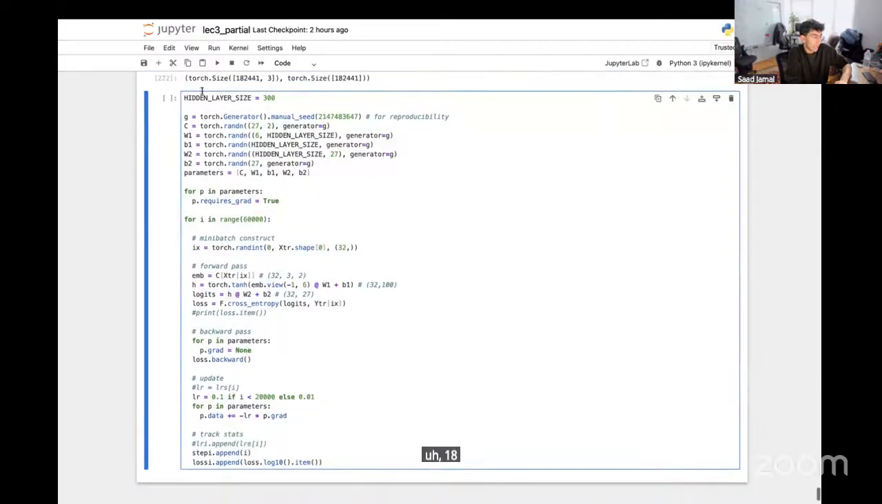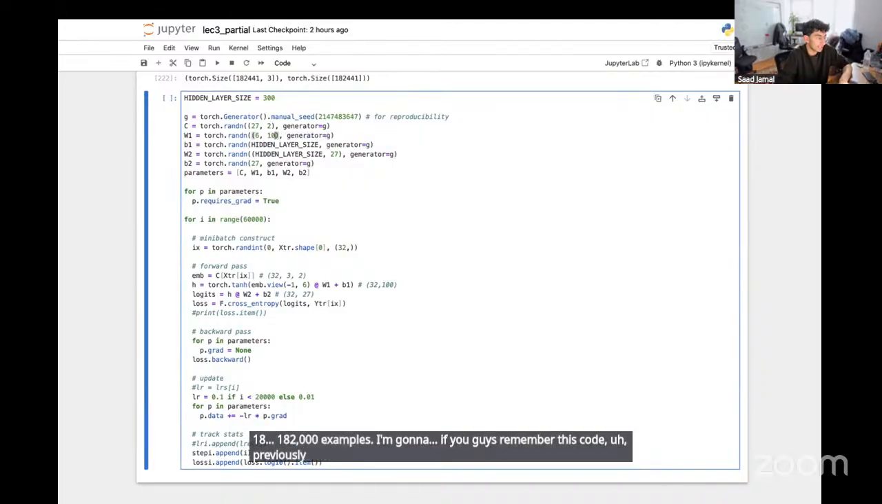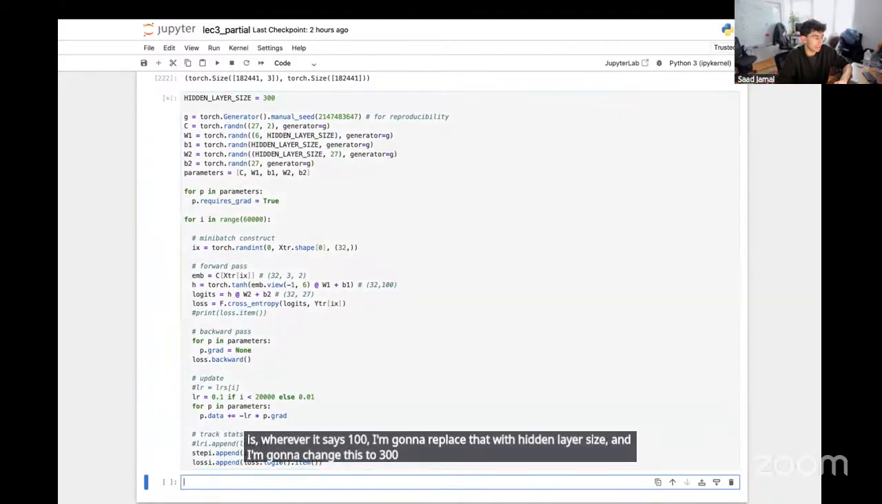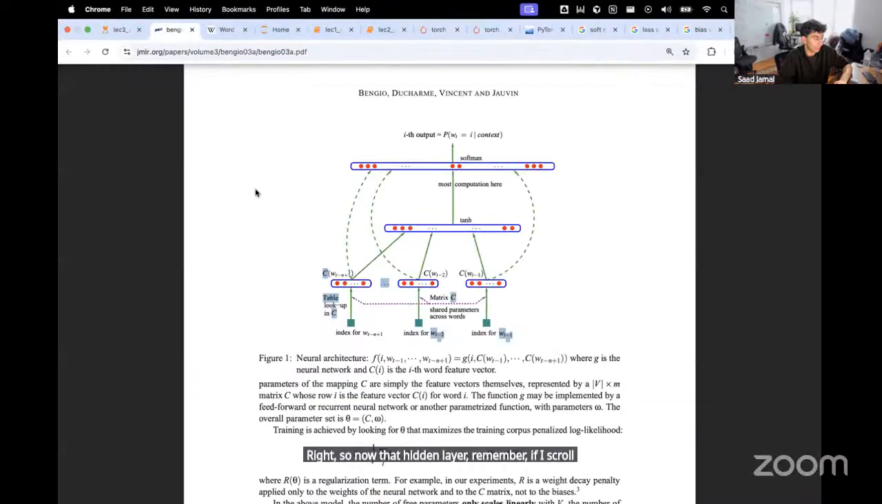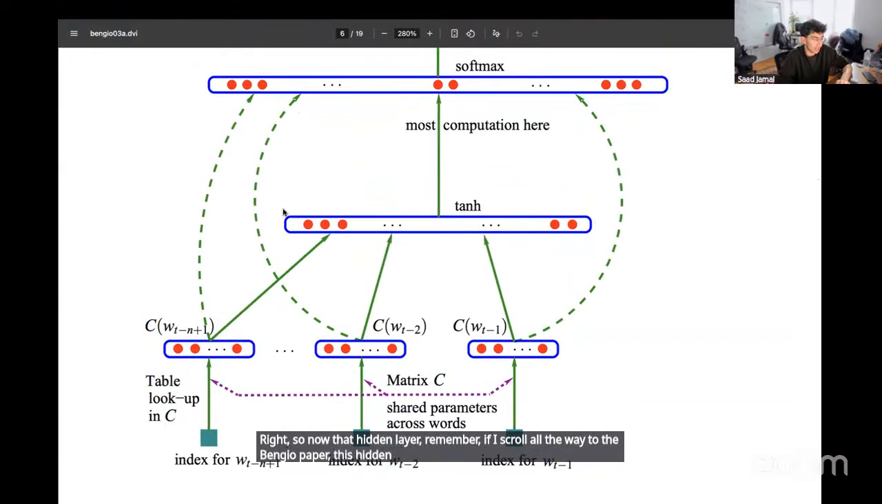182,000 examples. If you remember this code, previously our hidden layer was 100. This is what our code looked like previously. Now wherever it says 100, I'm going to replace that with hidden layer size, and I'm going to change this to 300. If I scroll all the way to the Bengio paper, this hidden layer was previously 100 neurons. Now I made it 300 neurons.